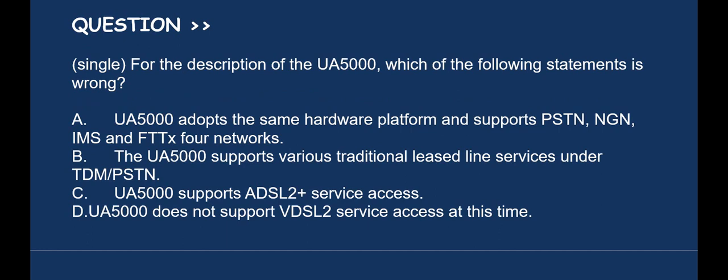Our next question is, for the description of the UA5000, which of the following statements is wrong? The options are option A, UA5000 adopts the same hardware platform and supports PSTN, NGN, IMX, IMS and FTTX4 networks. Option B, the UA5000 supports various traditional leased line services under TDM PSTN. Option C, UA5000 supports ADSL2 plus service access. Option D, UA5000 does not support VDSL2 service access at this time. The correct answer is option D.